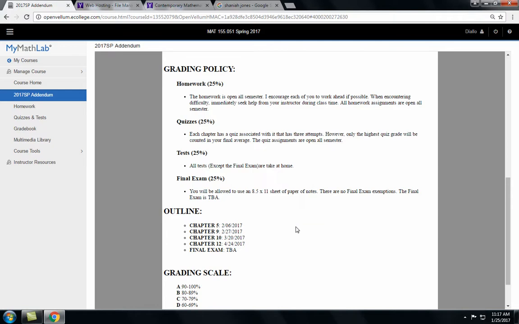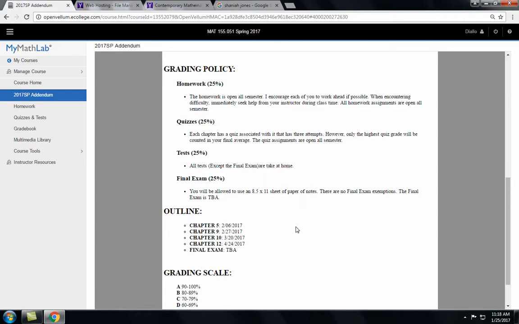The quizzes are worth 25% of your final grade. Each chapter has a quiz that's associated with it that's set at 3 attempts. The tests are worth 25% of your final grade. All of the tests are to be taken at home except for the final exam. The final exam is worth 25% as well.